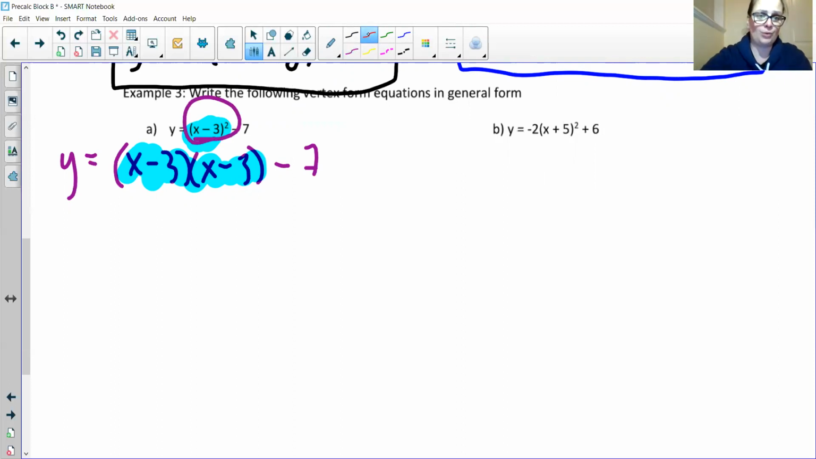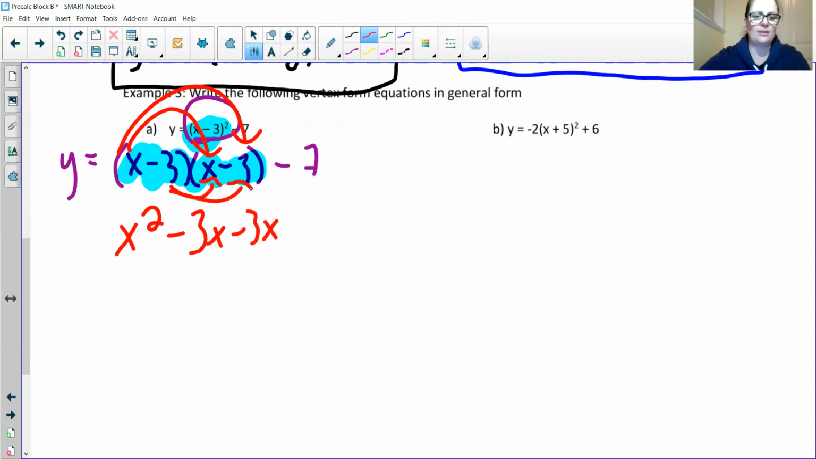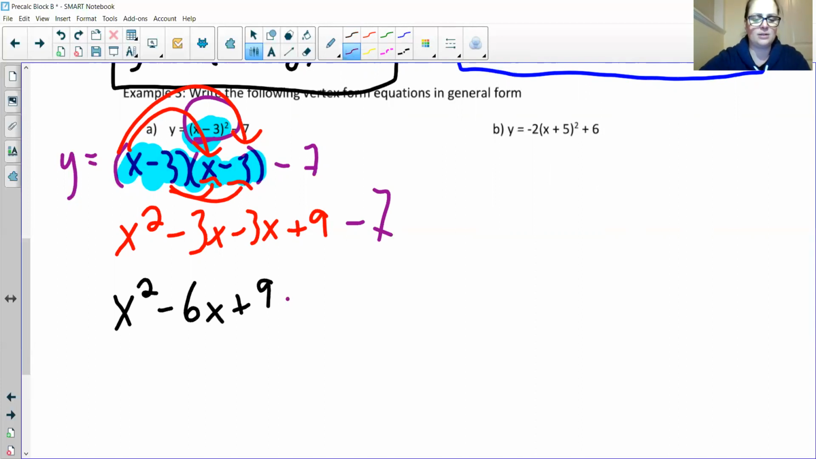But I'm going to go through and FOIL this in case you're not comfortable with that yet. So x times x is x squared, x times negative 3 is negative 3x, negative 3 times x is negative 3x, and negative 3 times negative 3 is positive 9. And of course we have this minus 7. Then we can rewrite this as x squared minus 6x plus 9. I could have actually combined the negative 7 at that point too, but I'm just going to show that for a reason.